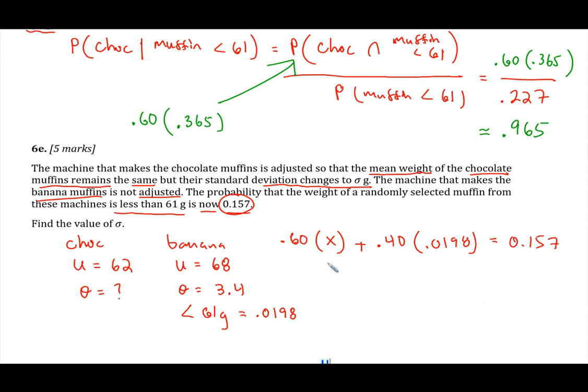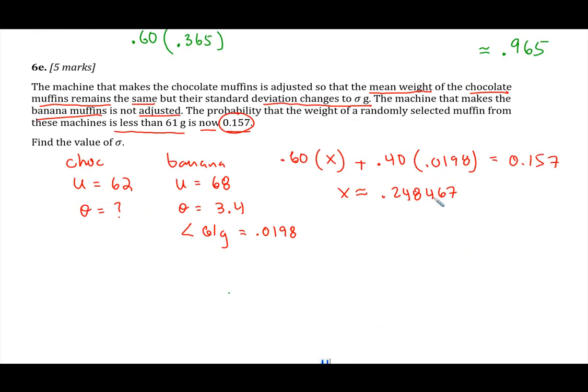So before, in part C, we knew what this probability was, but since the parameters change for chocolate, we don't know it in this part E. So we can solve for x here. You can just calculate this in the calculator, and we'll find that x is approximately 0.248467.